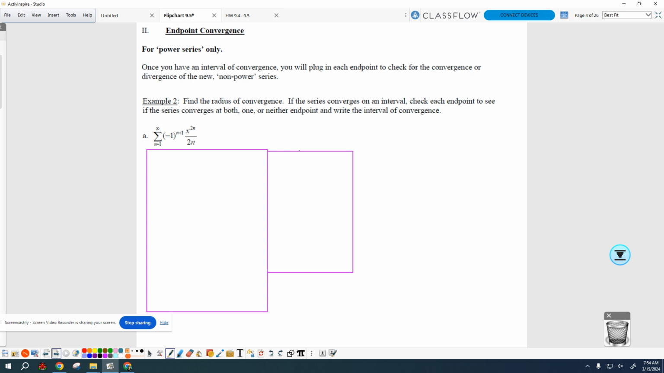So find the radius of convergence for this first problem. It only works when there's x's in it. There are x's in this one.